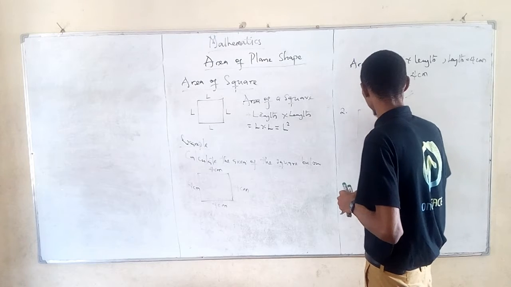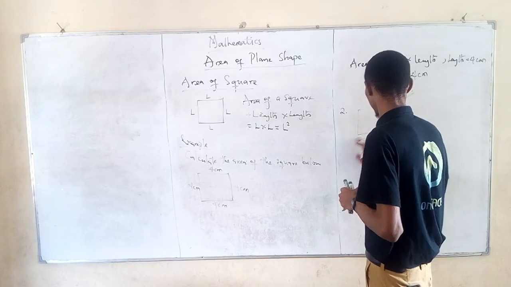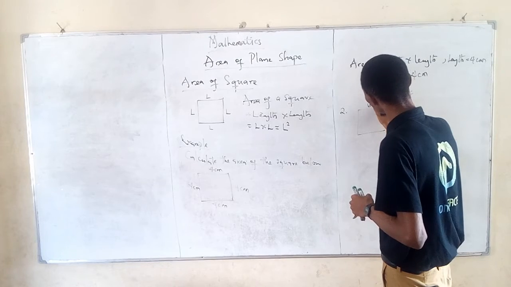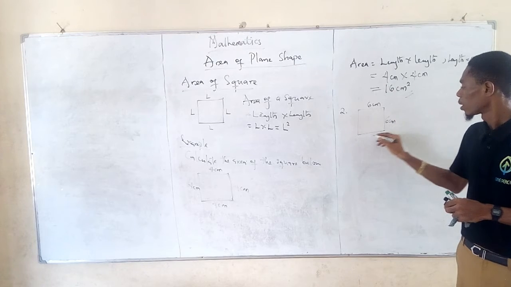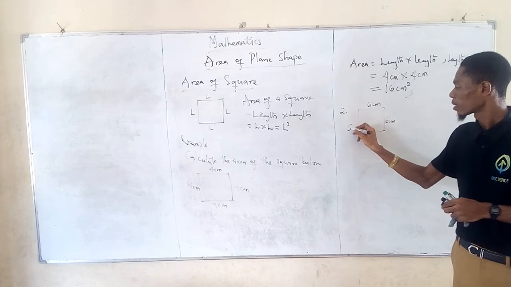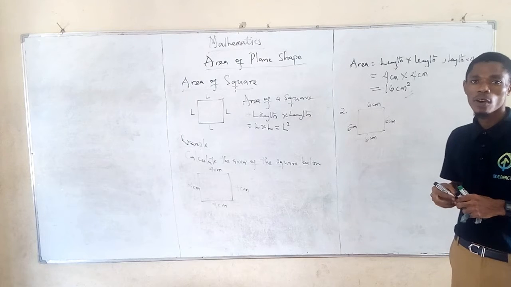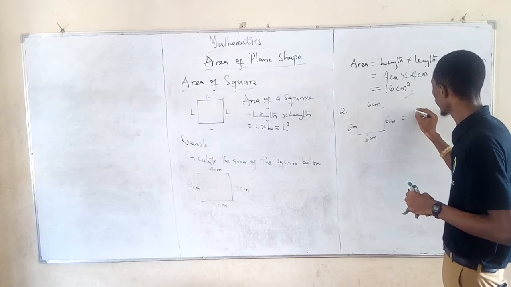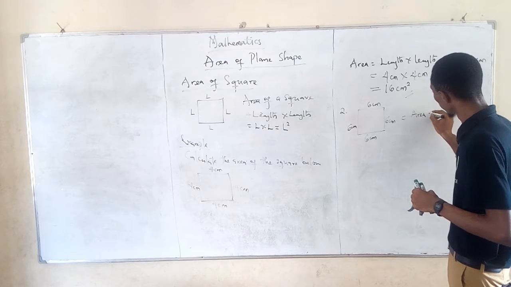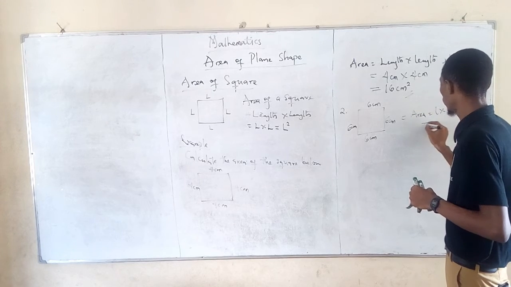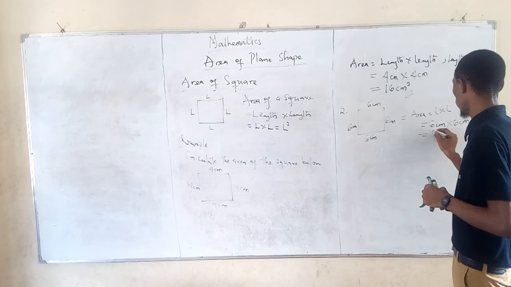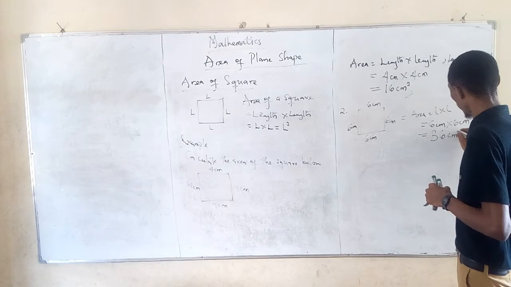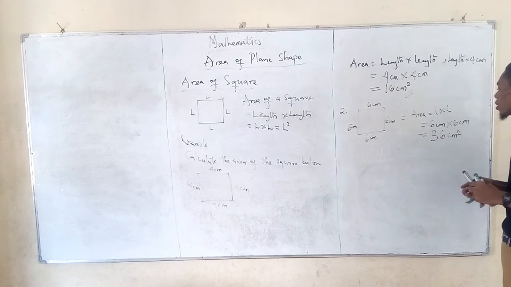If this is our square with side 6 centimeter, it means this side is also 6 centimeter, and this side is 6 centimeter, and this side is 6 centimeter. So to calculate the area of this square, it's simply what? Length times length, which is equal to 6 centimeter multiplied by 6 centimeter, which is equal to what? 36 centimeter square. 6 times 6 is 36. Centimeter times centimeter is what? Centimeter square.